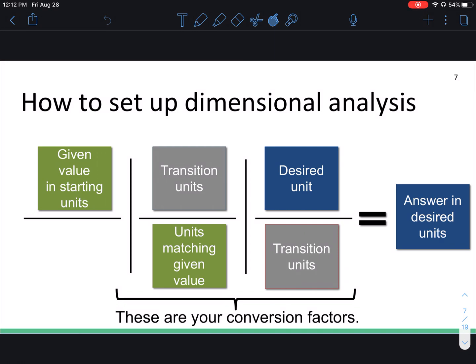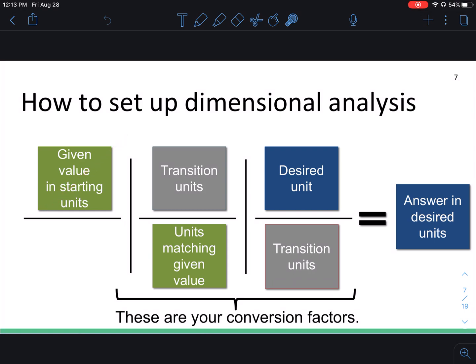Okay, so now setting up dimensional analysis when more than one conversion factor is used, because sometimes you're not going to be able to get from your given to your final in just one step. How you will continue that calculation is by simply adding on conversion factors. So there's no need to have an equal sign in the middle and then start a whole new dimensional analysis setup. Just keep that setup going.